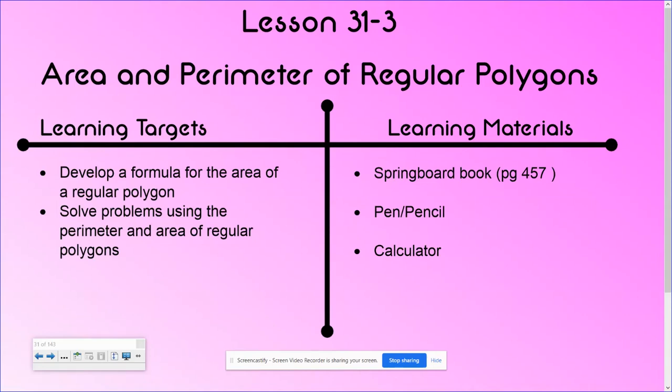So lesson 31-3 is going to talk about area and perimeter of regular polygons. We're going to develop a formula and then use it to solve some problems today. So make sure you have your Springboard book. We're starting on page 457.